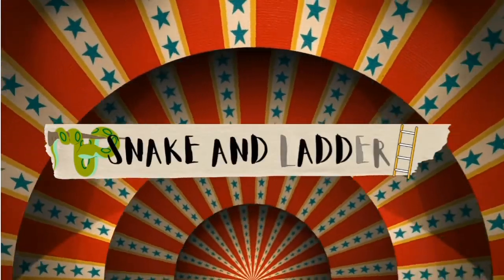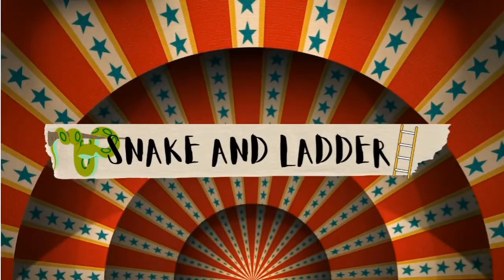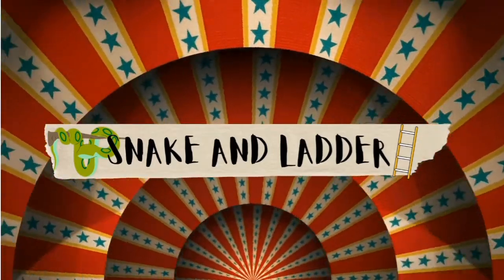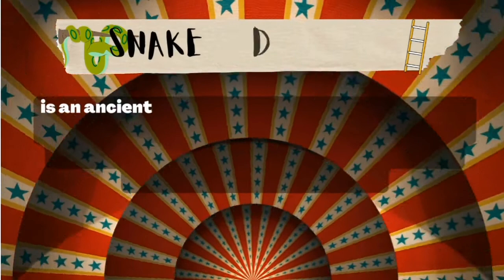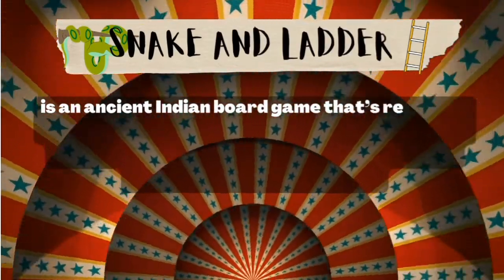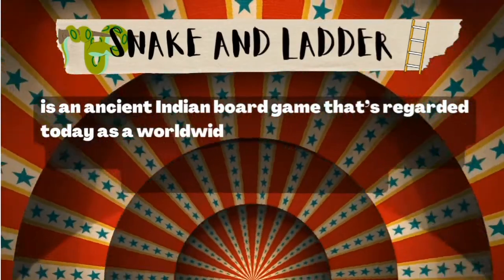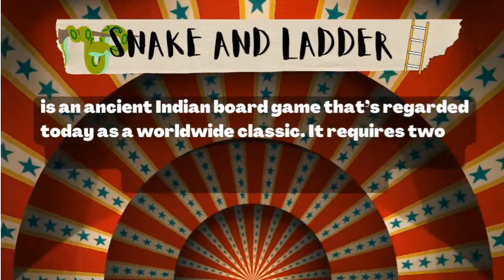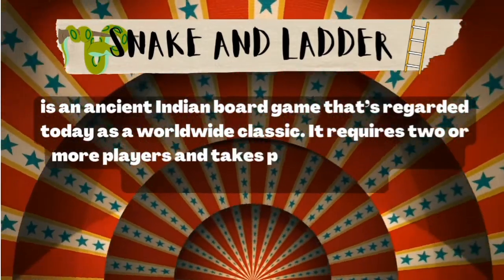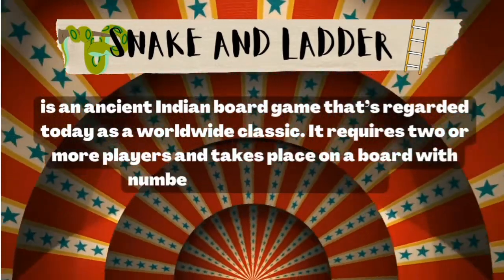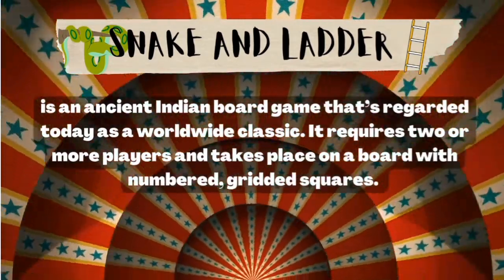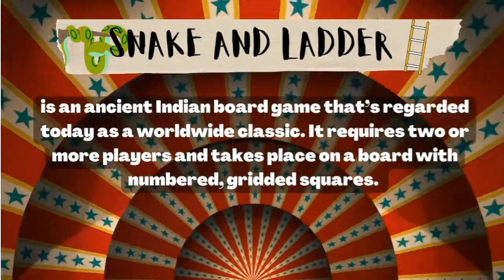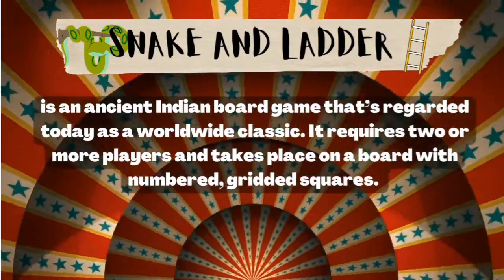One of the greatest recreational mathematics games of all is Snakes and Ladders. Snakes and Ladders is an ancient Indian board game that's regarded today as a worldwide classic. It requires 2 or more players and takes place on a board with numbered and gated squares. Throughout the board, there are snakes and ladders which connect different squares.